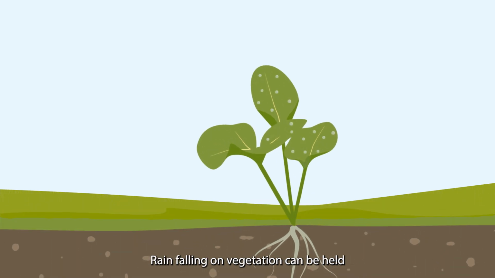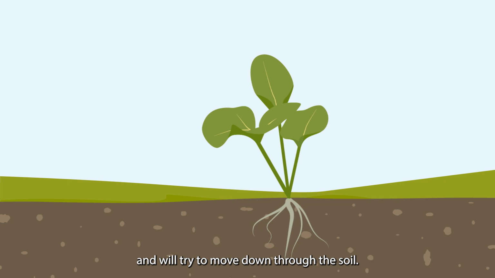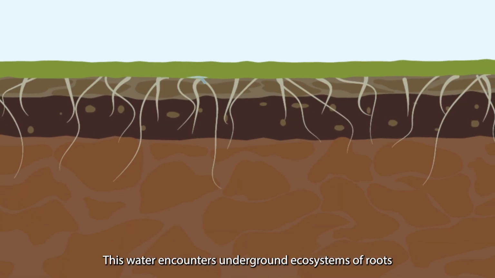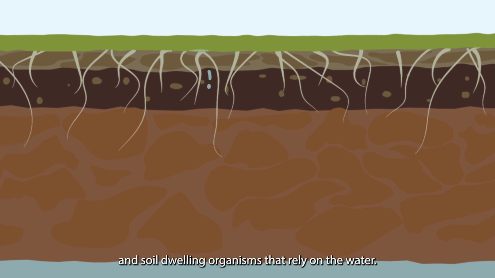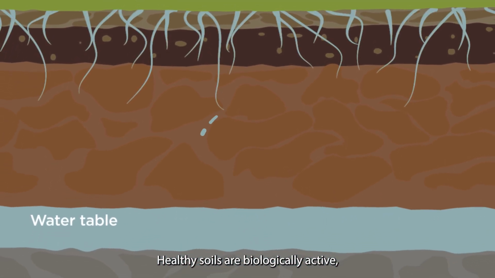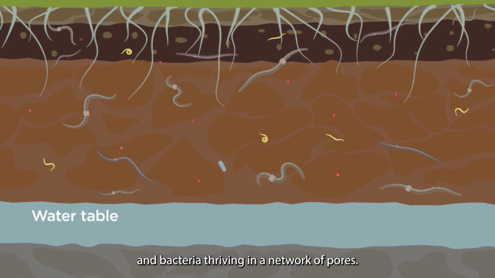Rain falling on vegetation can be held on the surface of its leaves and get used by the plant or evaporated back into the air. But most rain ends up on the ground and will try to move down through the soil. This water encounters underground ecosystems of roots and soil-dwelling organisms that rely on the water. Healthy soils are biologically active, with earthworms, other invertebrates, fungi and bacteria thriving in a network of pores.